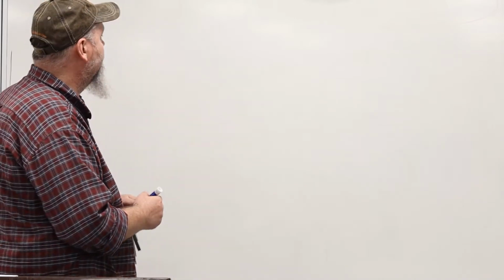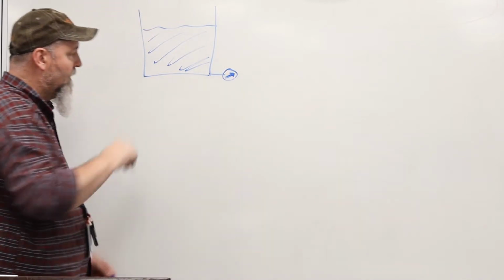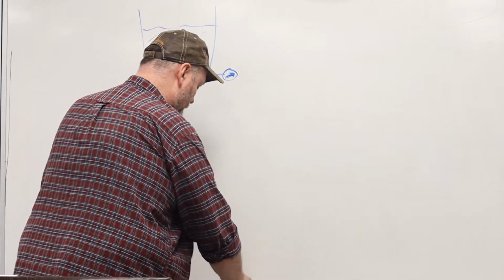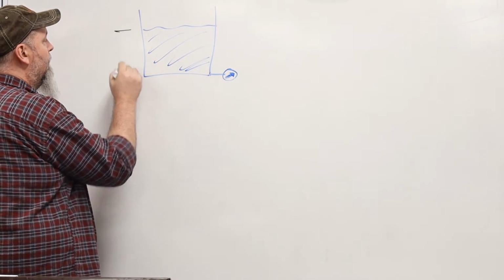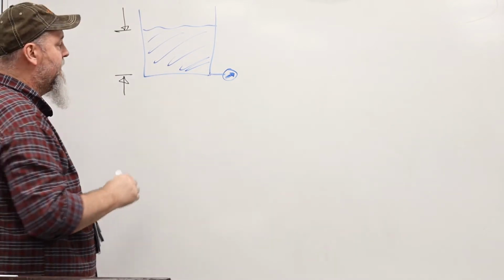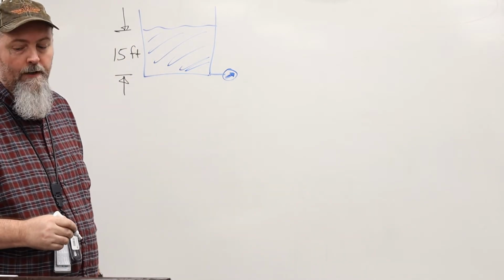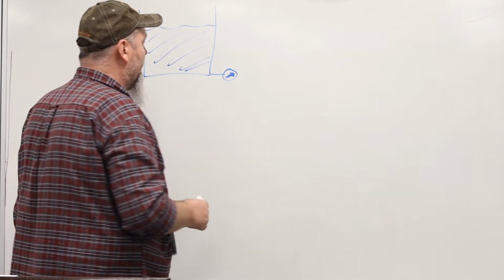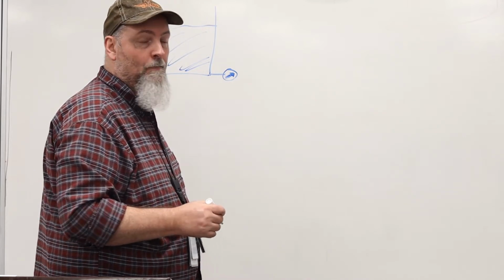So let's draw our tank. I've got a tank of water. It's got a pressure gauge at the bottom. Let's say the height of the water, the depth of the water in the tank, is 15 feet. Okay? And let's say we know the density. Let's use normal room temperature water density of 62.4 pounds mass per cubic foot.